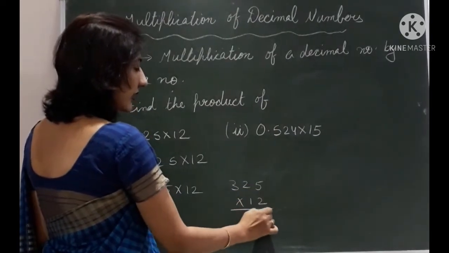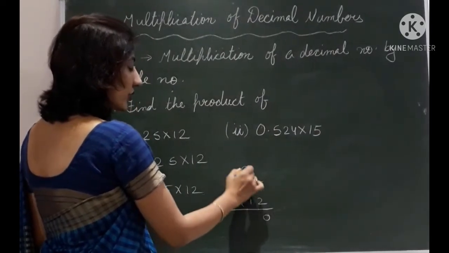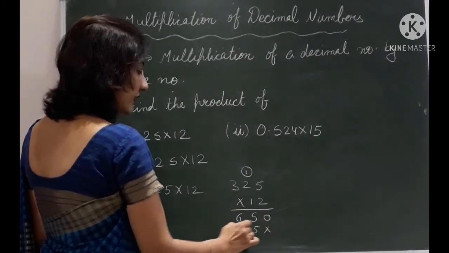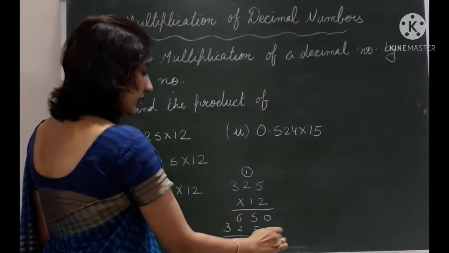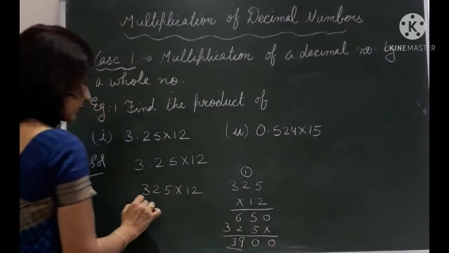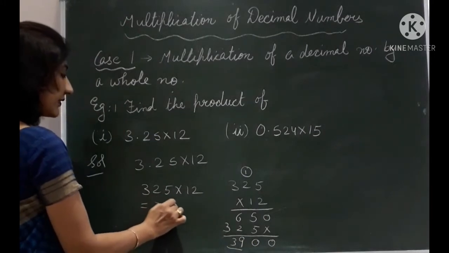5 2s are 10, carry 1, 2 2s are 4 and 1, 5, 3 2s are 6. 5 1s are 5, 2 1s are 2, 3 1s are 3. Adding: 0, 0, 9, 3. You got 3900.